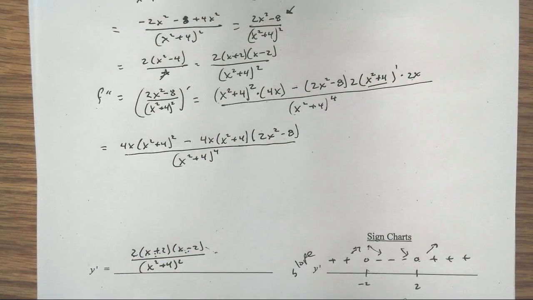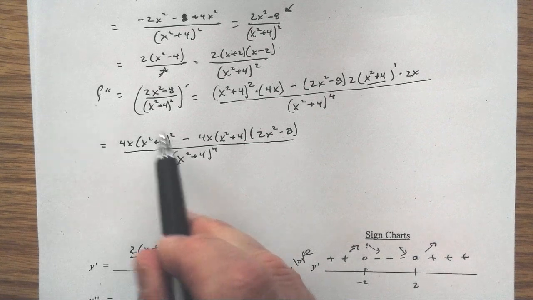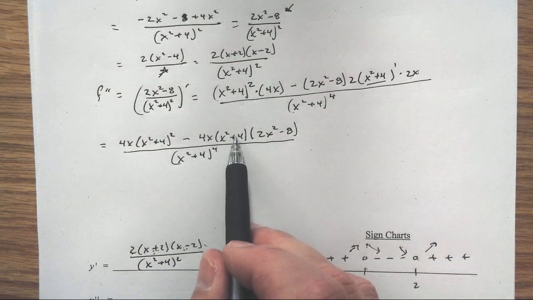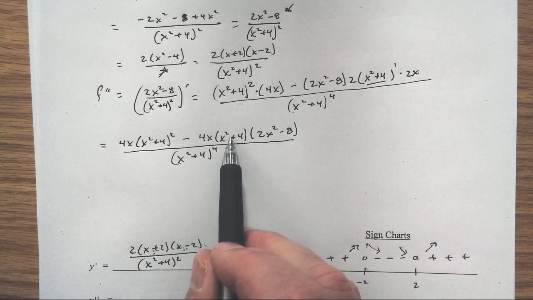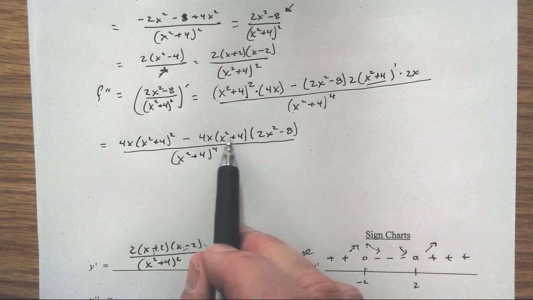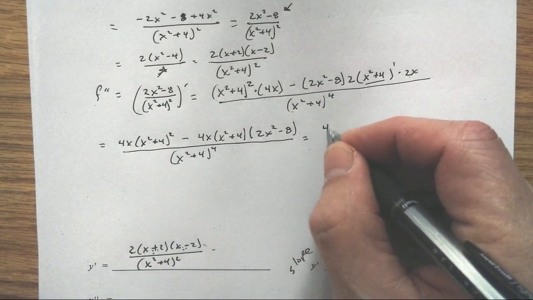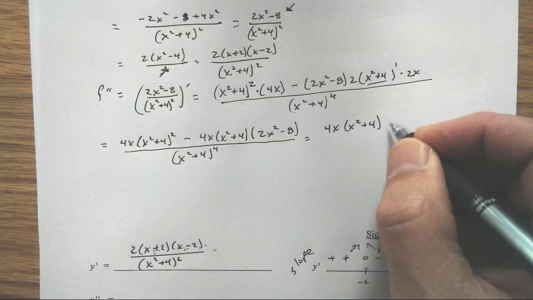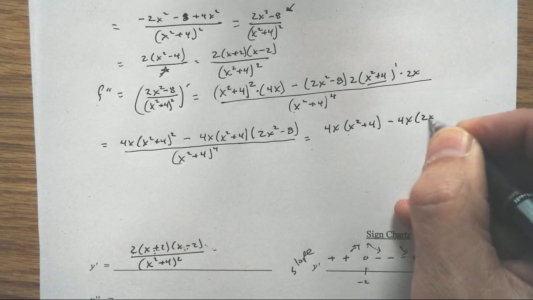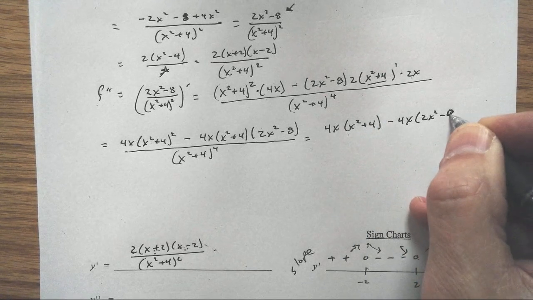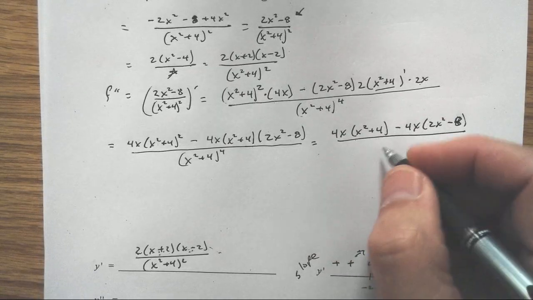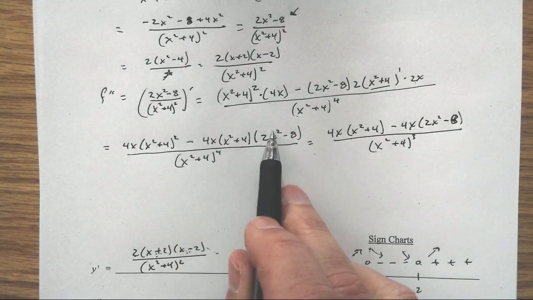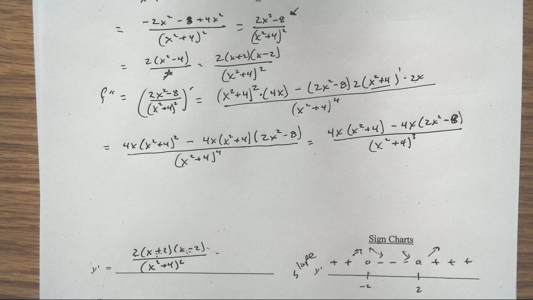And now take a look what we have here. I've got an x squared plus 4 factor here, and I've got an x squared plus 4 factor there, and I've got 4 of them here. I'm going to reduce the top and bottom by x squared plus 4. And we get 4x times x squared plus 4 minus 4x times 2x squared minus 8 on x squared plus 4, but just to the third. I divided the top and the bottom by x squared plus 4.